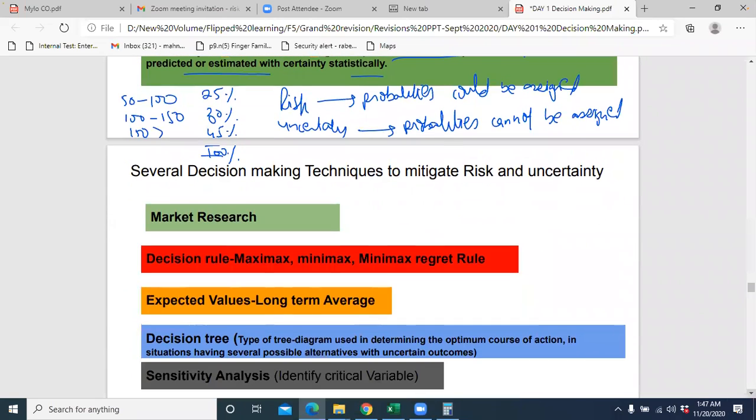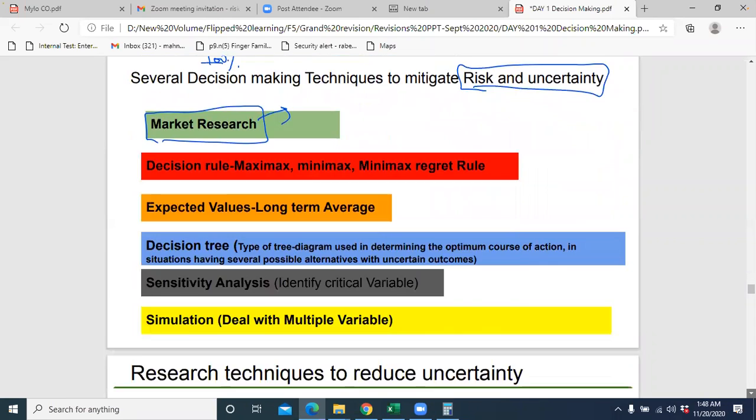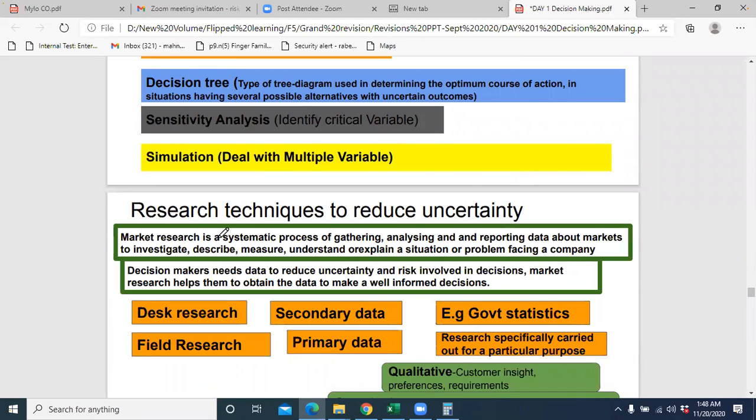So how to mitigate the risk and uncertainty? We do see that in daily life, whatever decisions we take, it has got a lot of risk and uncertainty. So how to reduce it? Go search the market, understand the customer requirements, how to do the research. Market research is a systematic process of gathering, analyzing, and reporting data about markets. It would tell you data about the customer, the requirements.